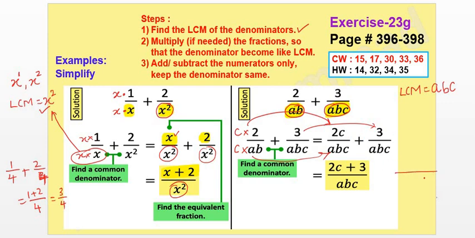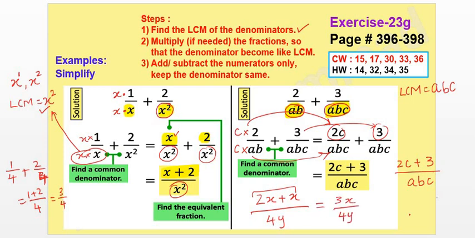Now I will write the denominator once because both have the same denominator, and in the numerator we add this one and this one. Now 2C plus 3, because they are unlike terms, I will leave them like this. Let's say in case you get a numerator like 2x plus x over, say, 4y. If you find a case like this, because these two are like terms, they can be added together, so it will give you 3x over 4y.